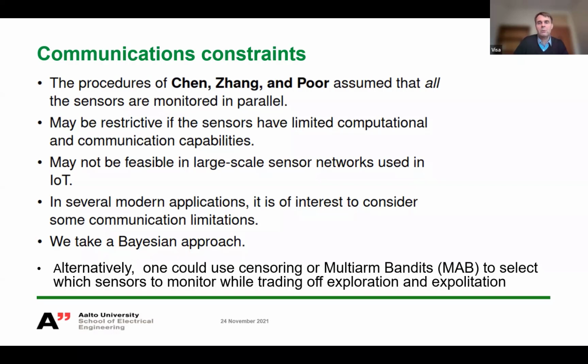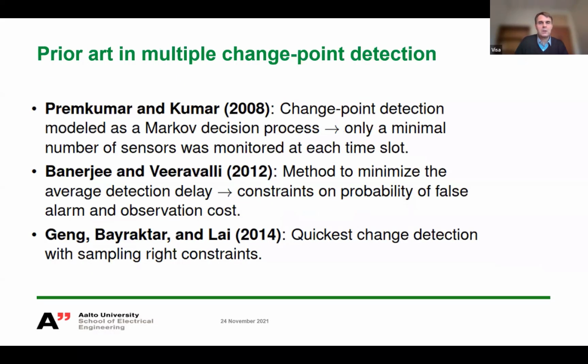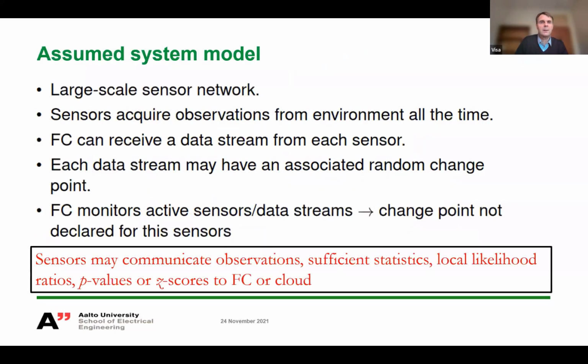Or you could use reinforcement learning, mainly a multi-armed bandit problem, to select which streams to monitor and design your reward function so that you would find the best streams to monitor, or streams where it's more likely that a change will take place, and monitor those streams. There's some prior art on this type of change-point detection problem listed here. I won't be going into more detail there.